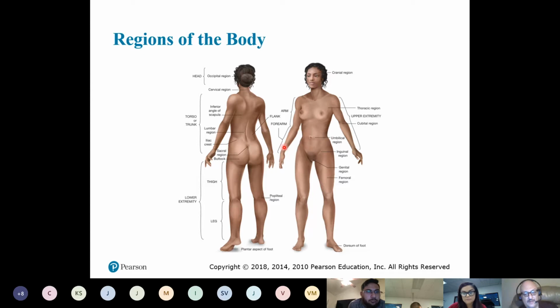Now, the arm, forearm, elbow, wrist, hands, that consists of your upper extremity, and you have two upper extremities. Okay, 1, 2. Shoulder, arm, elbow, forearm, wrist, hand, fingers. Now, if you have an upper, do you think you're going to have a lower?